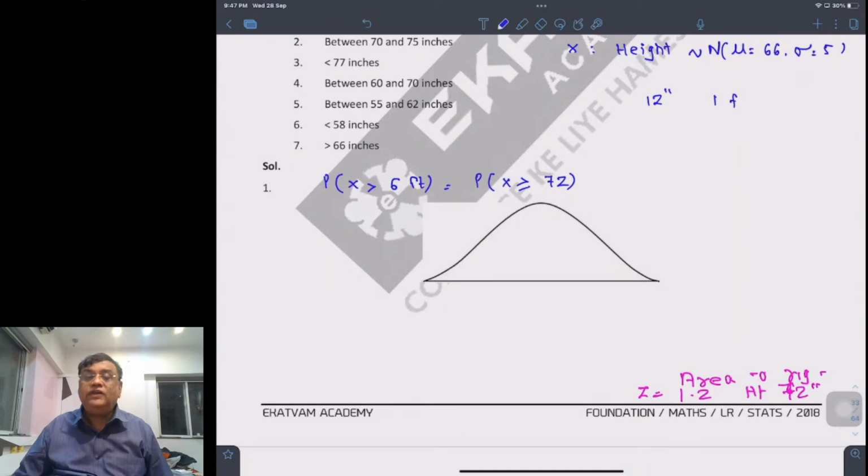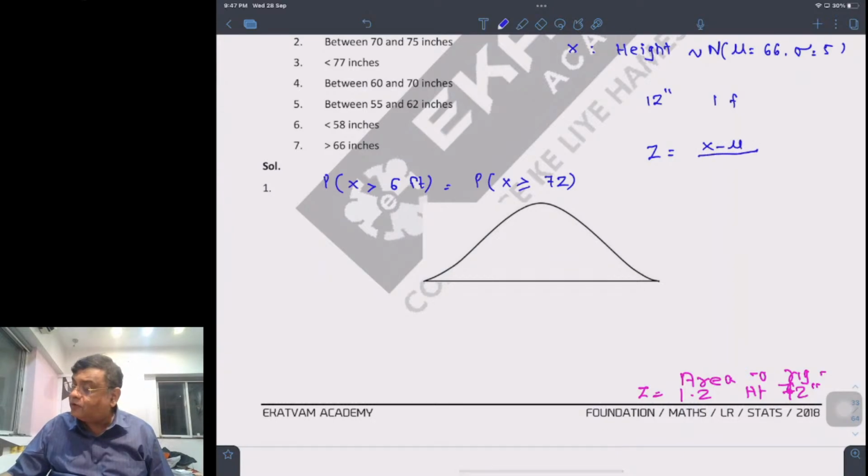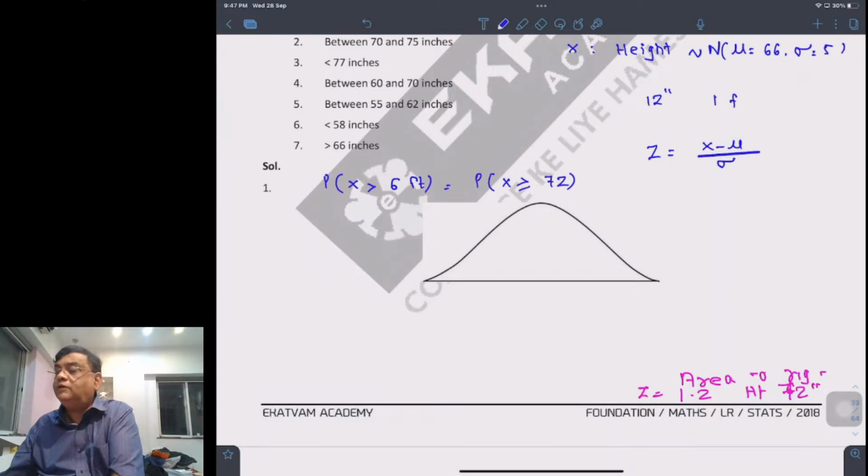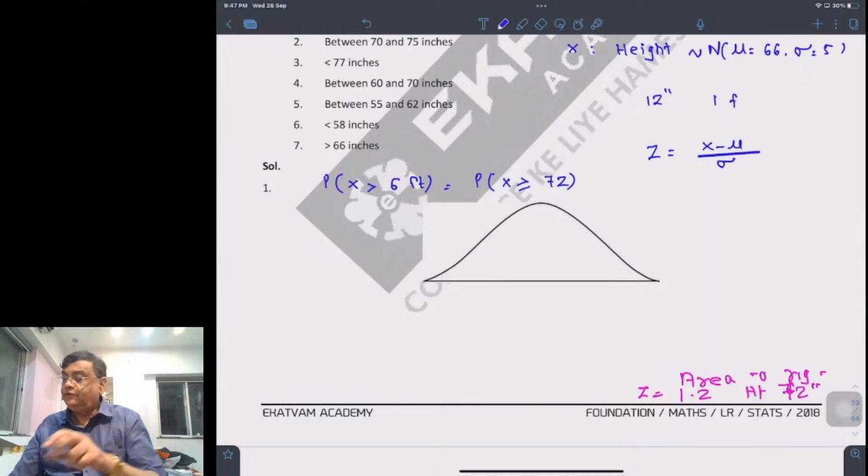And if you remember, on the very first day we said x is converted to z by what? The transformation formula: z is equal to (x minus mu) upon sigma. The question arises, what is x? X is the general normal and z is the standard normal. Now what is the difference between them?